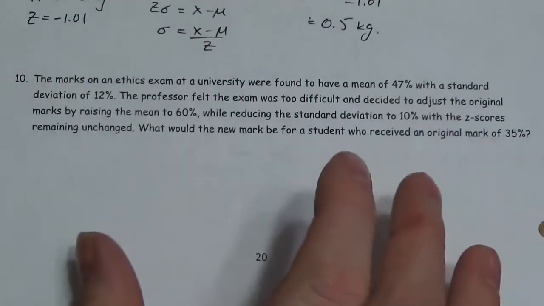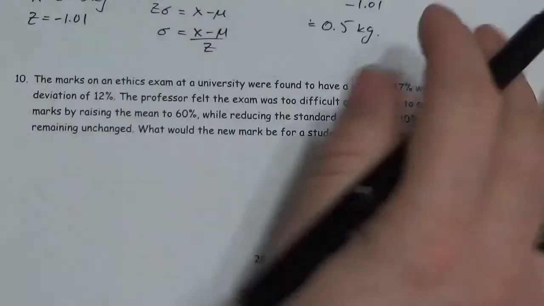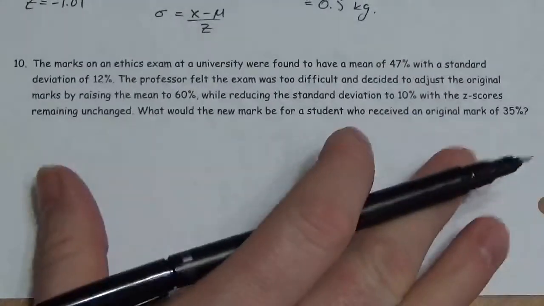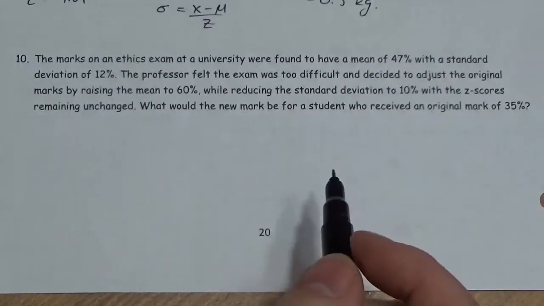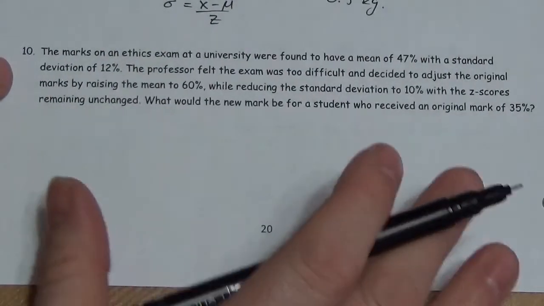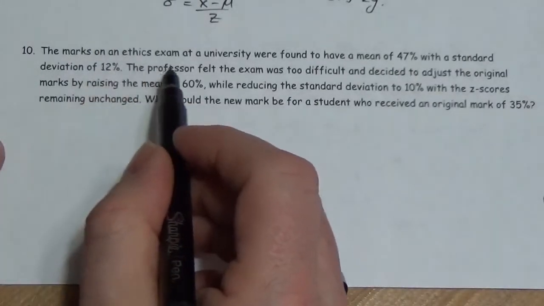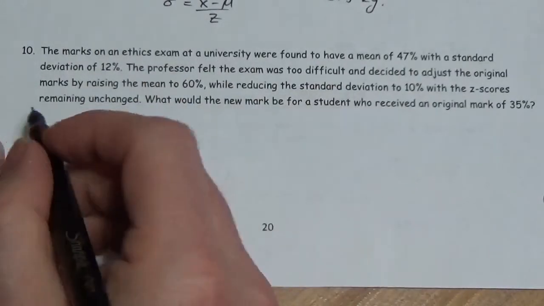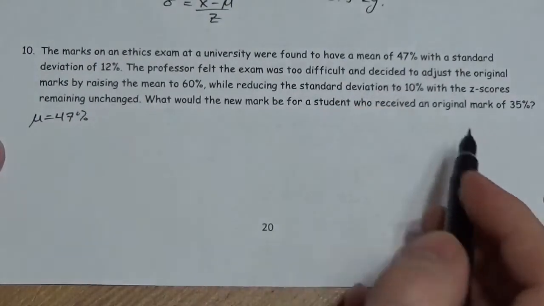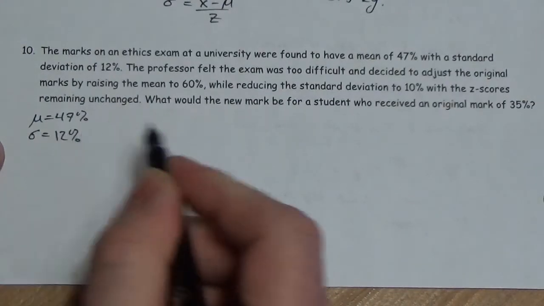Okay. Here's the question that I was referring to just a couple minutes ago, where I said that the marks up here, the question with the marks, we're going to kind of come back to that. I want to show you this here. You've maybe heard of grading on a curve. Never quite known what that was. This is what we mean by grading on a curve. So the marks on an ethics exam at a university were found to have a mean. Okay, so here we go. The mean is 47%, so not quite passing, with a standard deviation of 12%.